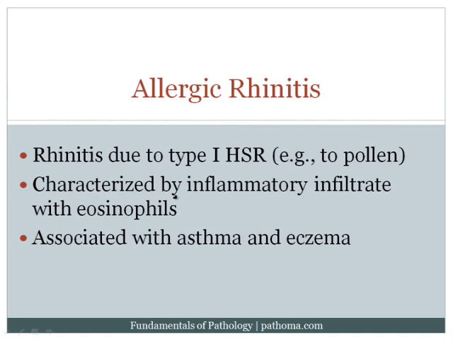It is also possible to get allergic rhinitis, and this would be an inflammation of the nasal mucosa due to a type 1 hypersensitivity reaction. And of course, with a type 1 hypersensitivity reaction, we're going to be looking for an antigen, and in this particular case, you'll find one. For example, pollen would be something that could elicit an allergic rhinitis. Because this is an allergic type reaction, it's going to be inflammation with eosinophils, and it's going to be associated with other types of atopic disorders such as asthma and eczema.